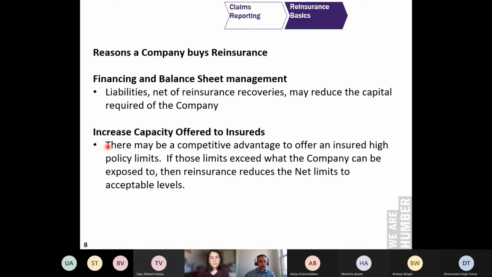Increased capacity offered to the insureds. In this case, a company may be allowed, based on their capital structure, to offer only limits of say 10 million, but their policyholders only want to deal with one broker or one insurance company, and they need a policy for 100 million. So the insurer doesn't want to lose that relationship with the policyholder. So they might say, okay, I could offer you a $100 million policy, which they would write.